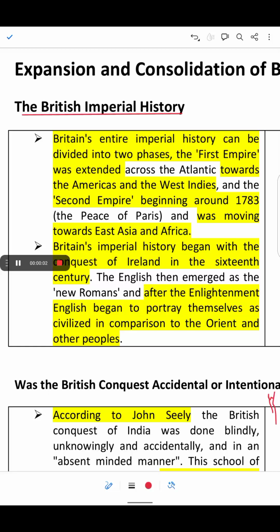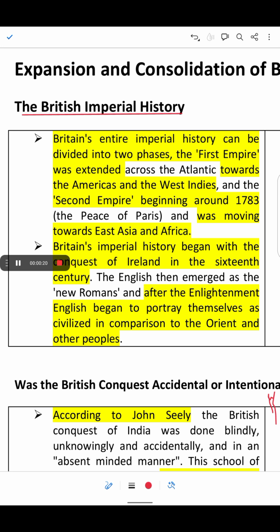Friends, in this video we shall learn about chapter 5, that is, expansion and consolidation of the British power in India. The very first topic is British imperial history. Here we shall learn that Britain's imperial history can basically be divided into two phases.